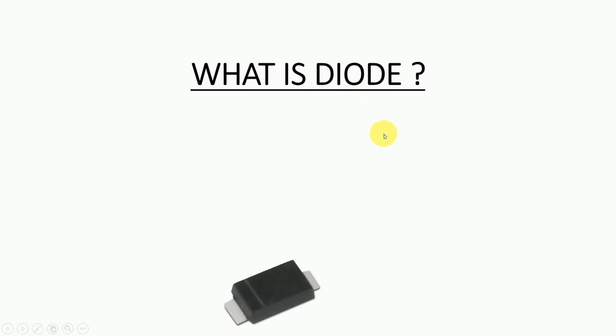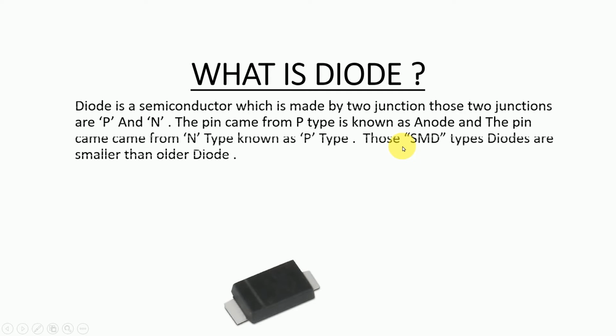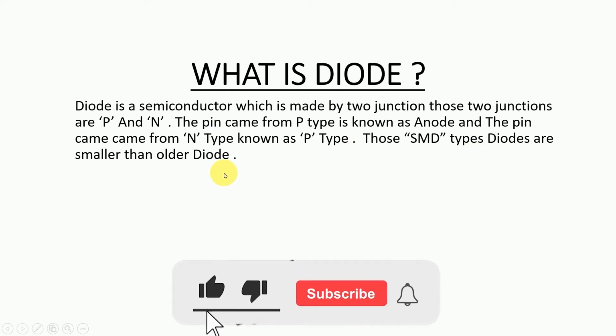So guys, what is a diode? A diode is a semiconductor which is made by two junctions. Those two junctions are P and N. The pin from the P type is known as the anode, and the pin from the N type is known as the cathode. Those SMT type diodes are smaller than older diodes.